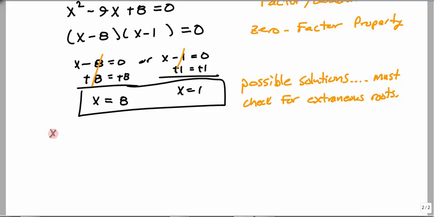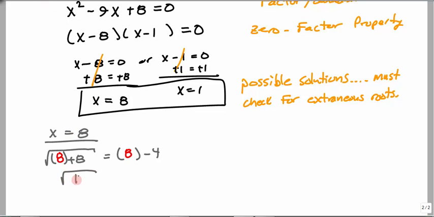is I take each one, in this case x equal 8, and I plug it back into the original. So my original was the square root of x plus 8 equals x minus 4. So everywhere there's an x, I'm going to plug in an 8. And again, this is just following from my original. So here I have 8 plus 8, that's the square root of 16.